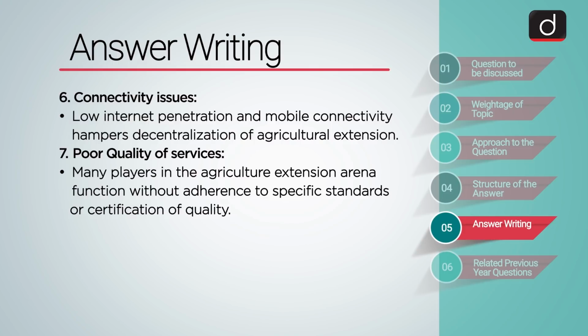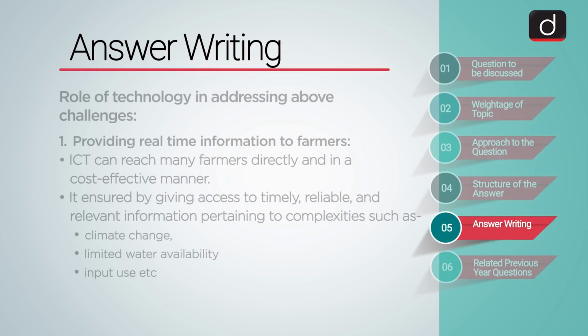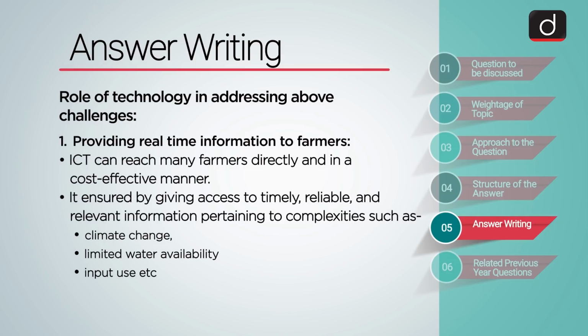Poor quality of services. Many players in the agriculture extension arena function without adherence to specific standards or certification of quality. Role of technology in addressing above challenges. Providing real-time information to farmers. ICT can reach many farmers directly and in a cost-effective manner. It is ensured by giving access to timely, reliable and relevant information pertaining to complexities such as climate change, limited water availability and input use, etc.